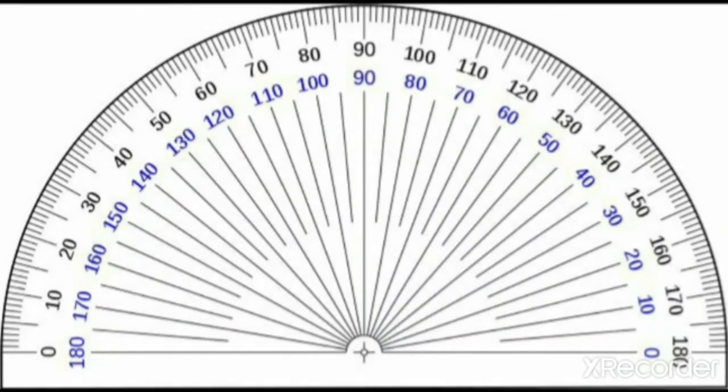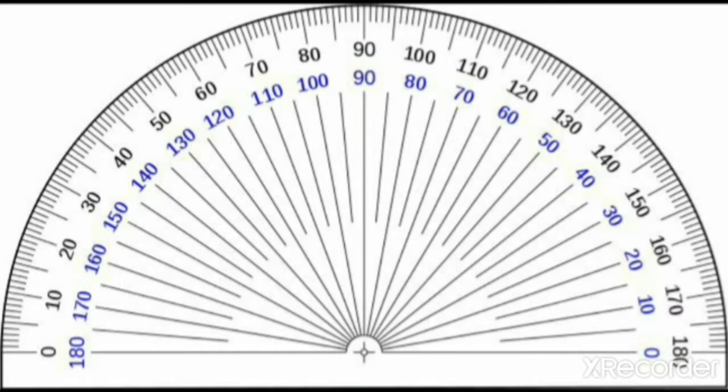My dear students, now you all are aware about different types of angles: right angle, obtuse angle, acute angle, straight angle, reflex angle. And you are also aware about this instrument. It's a protractor. We use it to measure the degrees of angle. We call our measures degree measures.